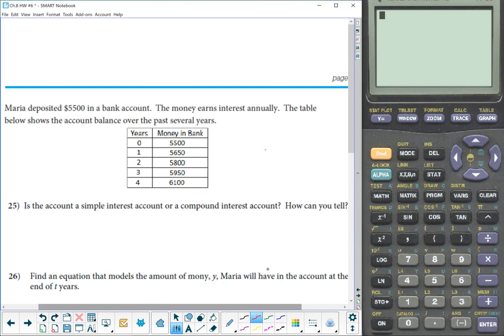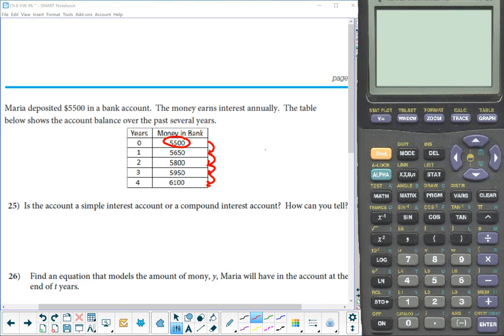How can you tell? Simple interest is if you start with 5,500, and you're going from one year to the next year and it's adding the same thing, then it's simple interest. All right, so let's see how much we're adding. So the first year to the 0 year. The first year is going to be 5,650, and we subtract, and we'll find out how much we made. So from the 0 year to the first year, we're adding 150.